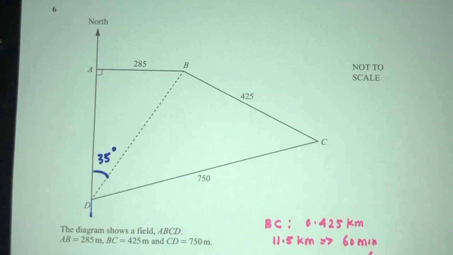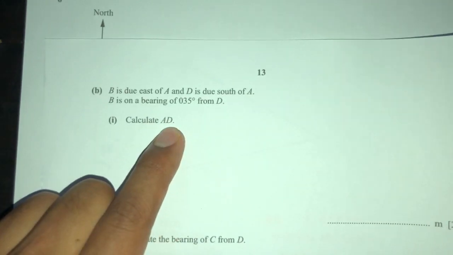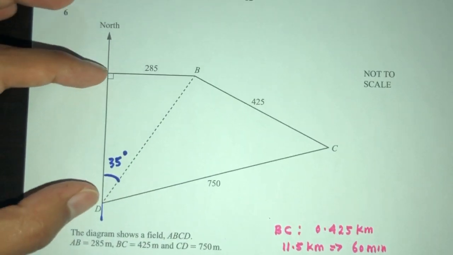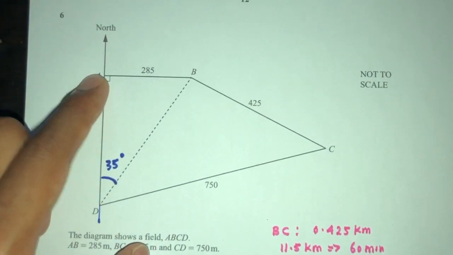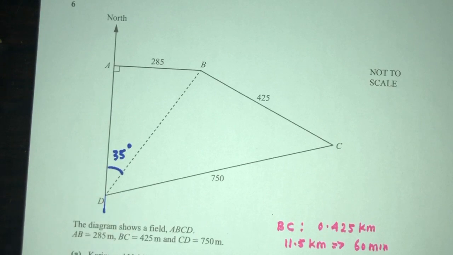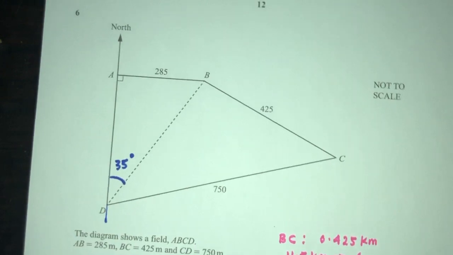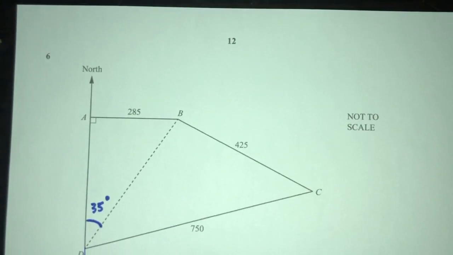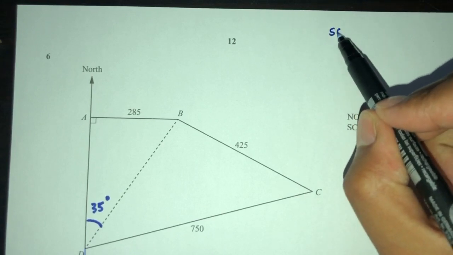Okay, so now we have to use the given values to find what? Find the value of AD. AD is this one. Okay, as you can see, triangle ABD is a right angle triangle, so we can use SOHCAHTOA to find that value. So let's try this. So SOHCAHTOA.